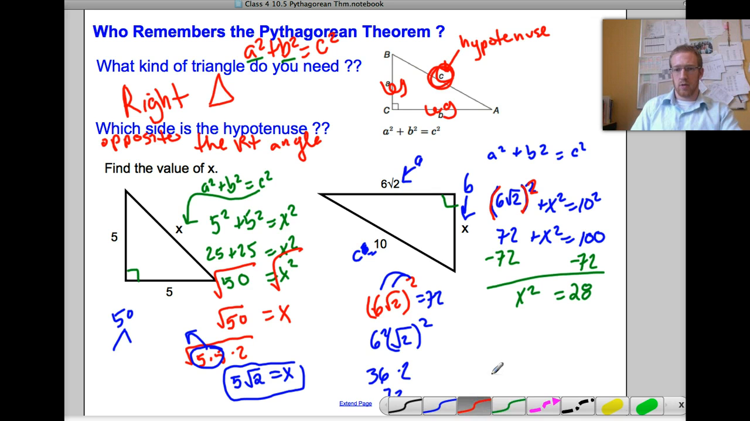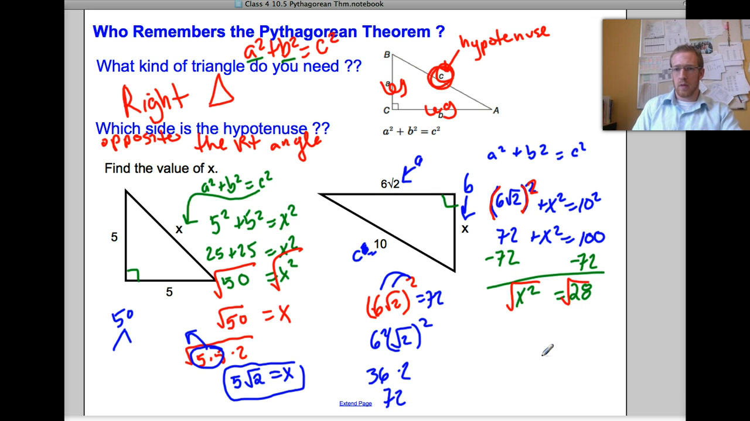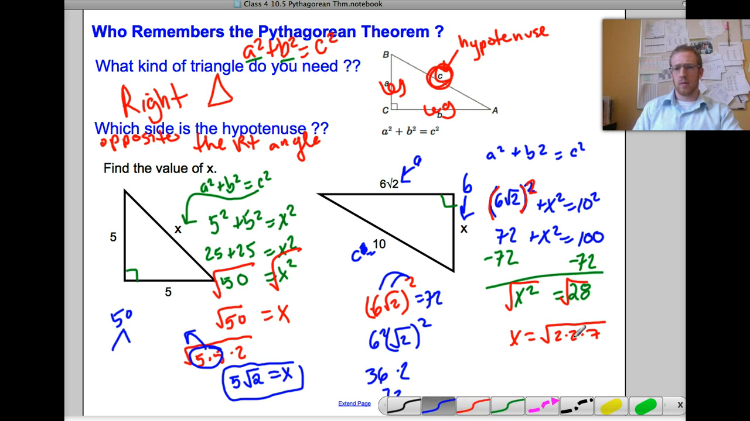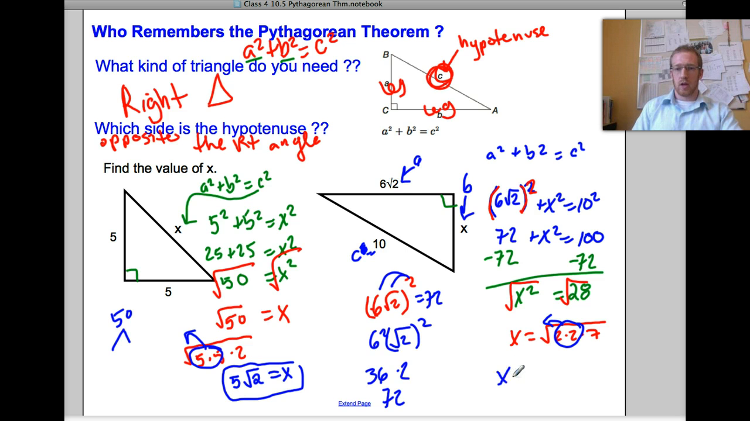And now we can take the square root of both sides. Alright, that gives us an x over here. Technically it should be the plus or minus square root, but it's a distance, so it can only be positive. So x equals root 28. 28 prime factorization is 2 times 2 times 7. Again, if you don't recall that, go back to video number 1. So for every pair, we pull out 1. So that gives us x equals 2 root 7. This is our simplest radical form.